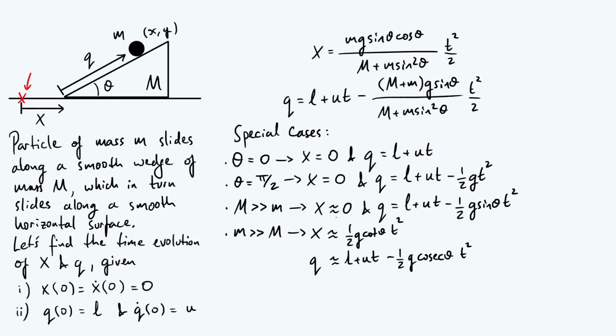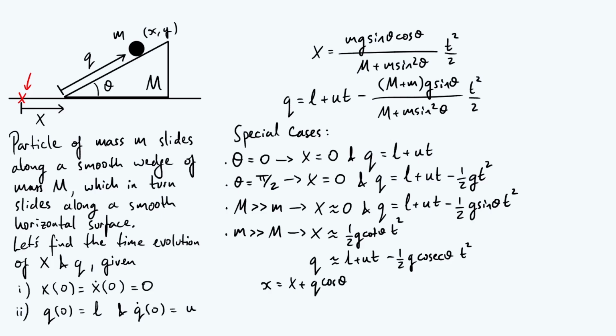Now, it's not particularly straightforward to just look at these and understand what's going on. What is useful to do is convert back to Cartesian coordinates of the particle, and that will give us some insight as to what's happening here. So remember that the Cartesian x coordinate of the particle, lowercase x, as we discussed at the beginning, is capital X plus q cos theta.